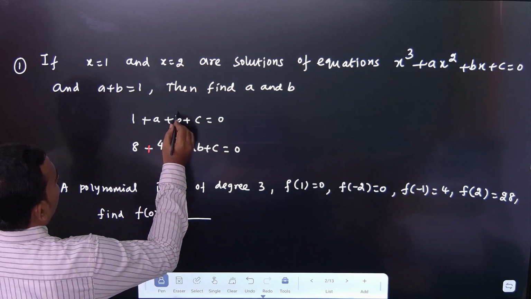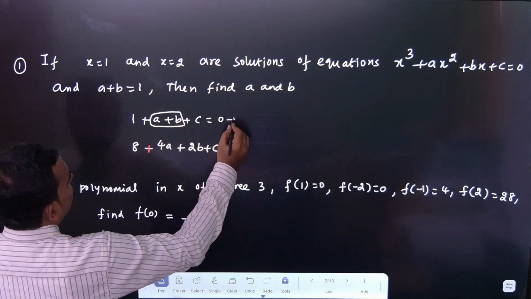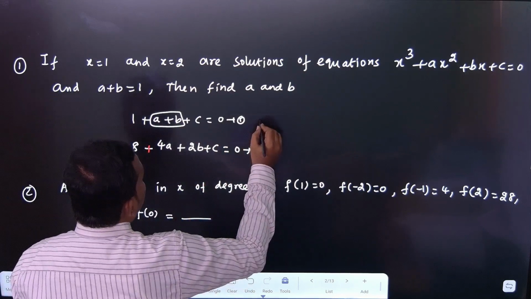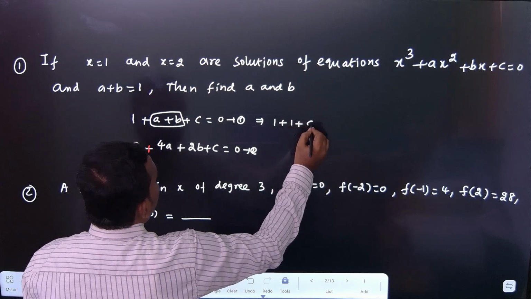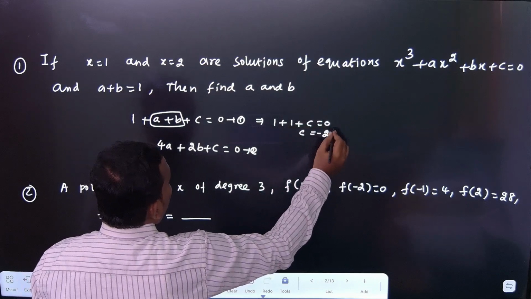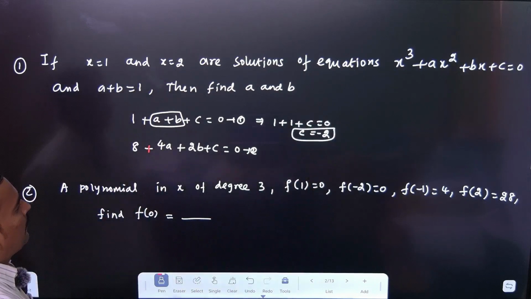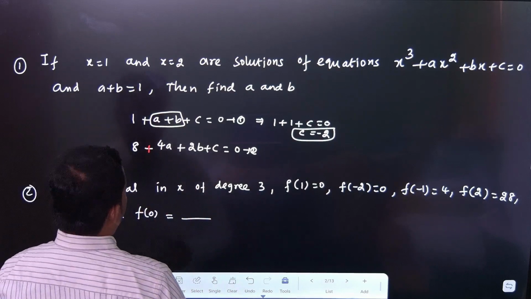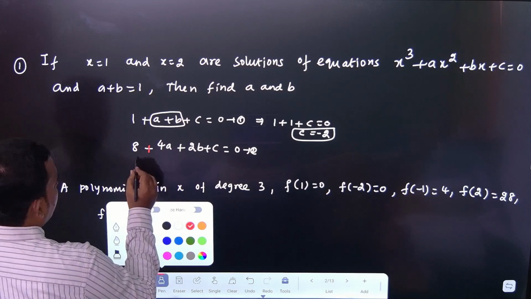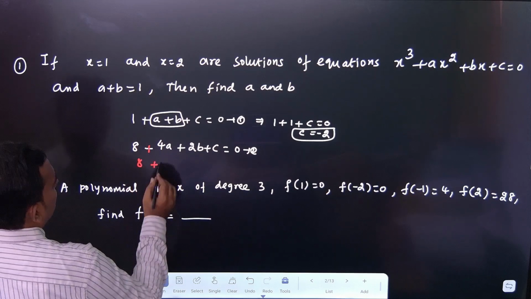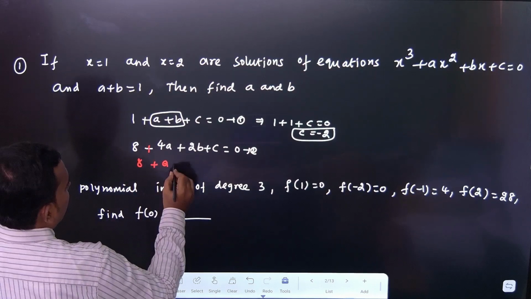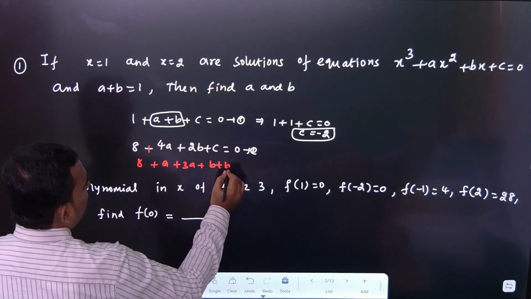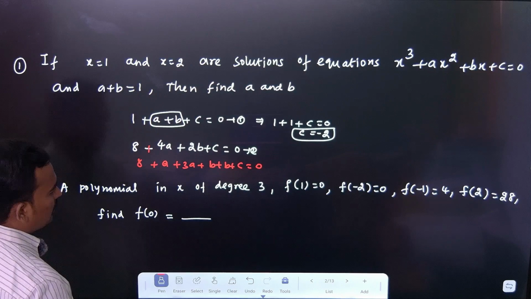But you know that a plus b, you can see this is the first equation, this is the second equation. A plus b we already know is 1, right? So 1 plus 1 plus c is equal to 0, c is equal to minus 2. We got the c value. But we need to find a and b. So what we can do, very simple thing: 8 plus 4a, how to split? 4a you can split as a plus 3a. 2b, how to split? b plus b, plus c is equal to 0.